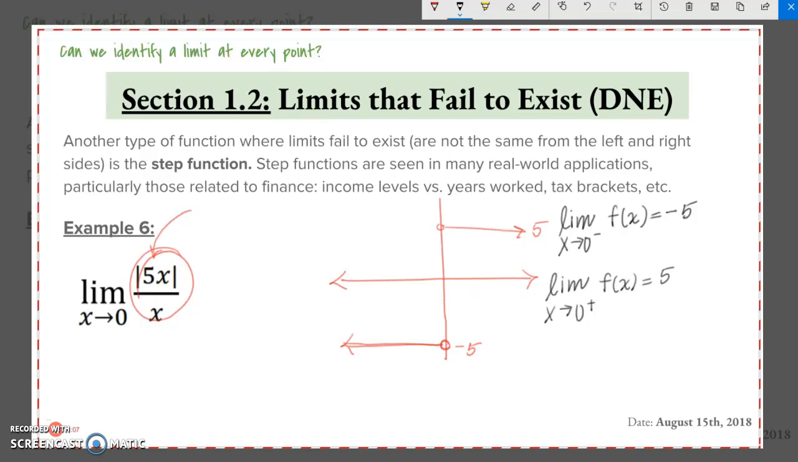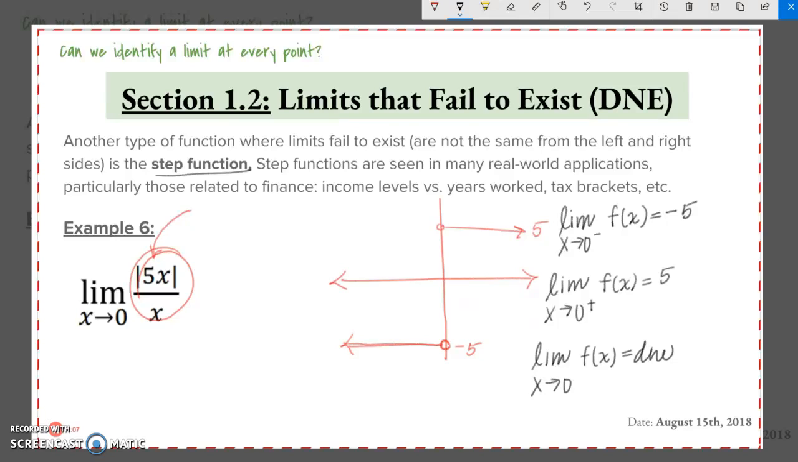Because these two values are not the same quantity, that means that our limit, if we are only asking as x approaches 0, is not going to exist. So we'll simply say DNE. Now this type of behavior is something that you're going to see with any step function. So an absolute value divided by our linear term here, that's one example of a step function.